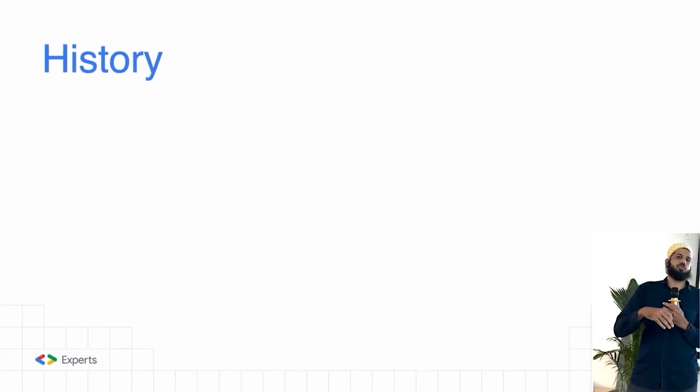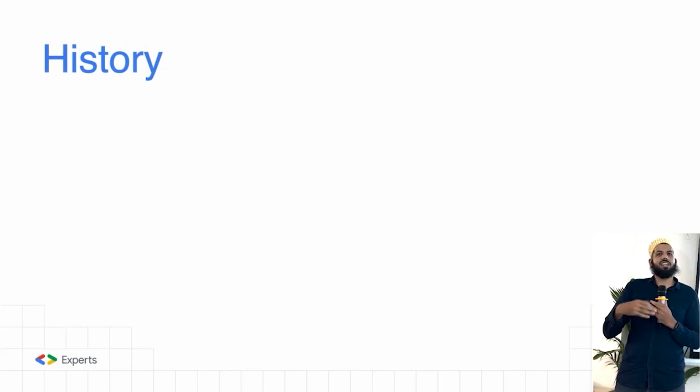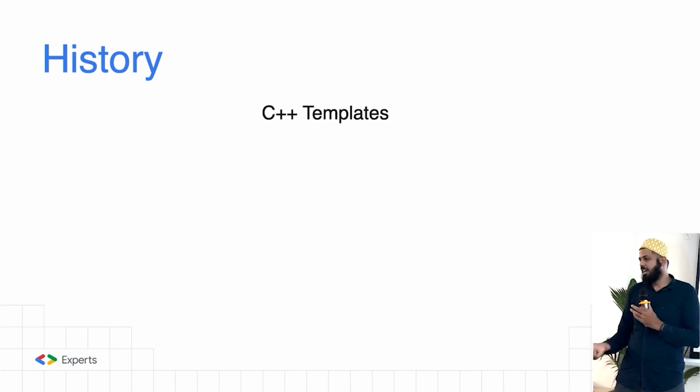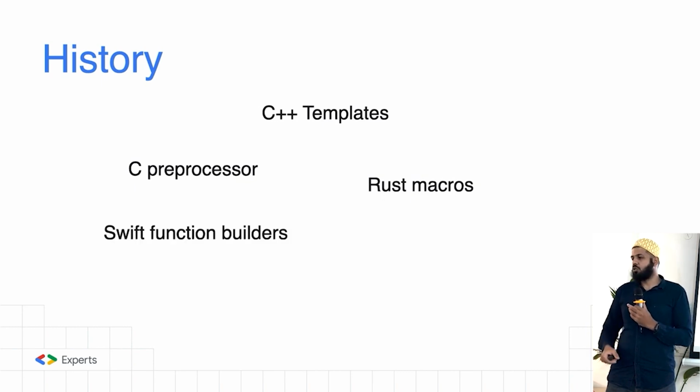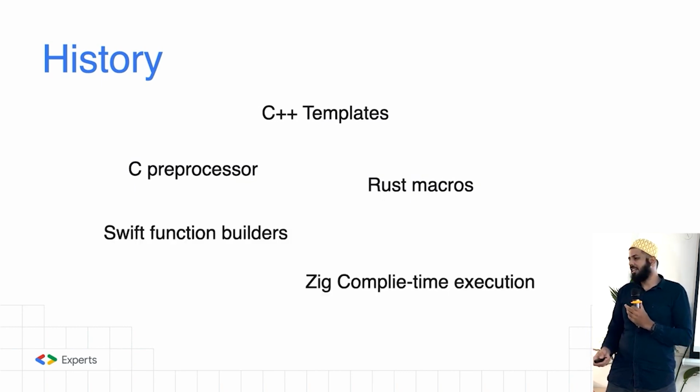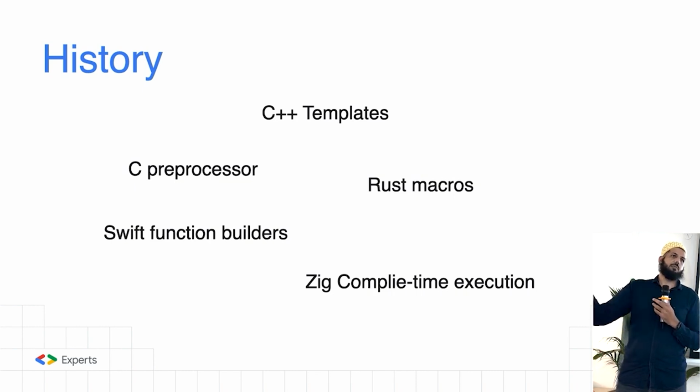And also there is a history. This is not a new feature that came out of the blue. Many languages have already innovated this. It's just that many people demanded it in Dart too, so they brought it in. Like in C++ they call it templates, in C they call it preprocessors, in Rust they call it macros, so the same name. In Swift they call it function builders, and in Zig it's called compile time execution. So it's the same thing taken from different languages and put into Dart.